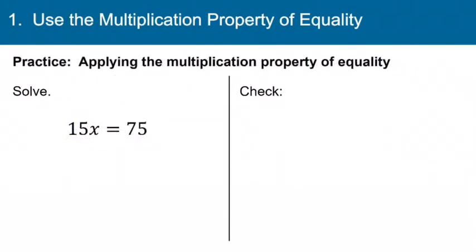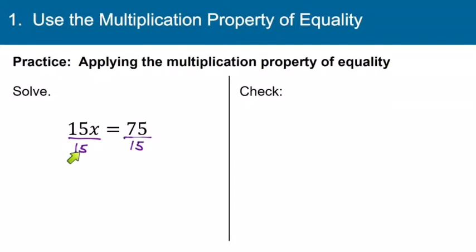Now here is a practice one for you to try on your own. So pause the video and give it a try by yourself. And now let's go through it together. This says 15 times x equals 75. So we need to eliminate the times 15. In other words, we need to divide both sides by 15. So we'll show divided by 15 on the left and divided by 15 on the right.